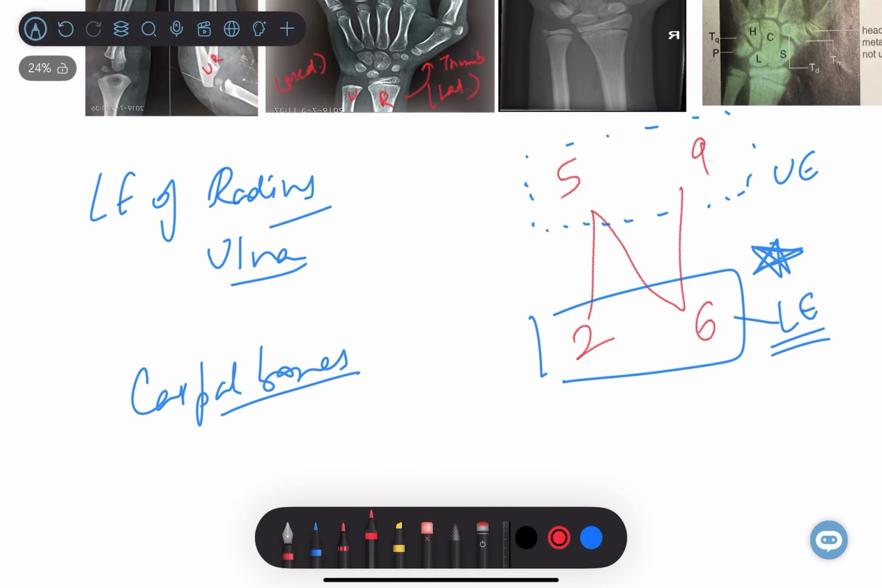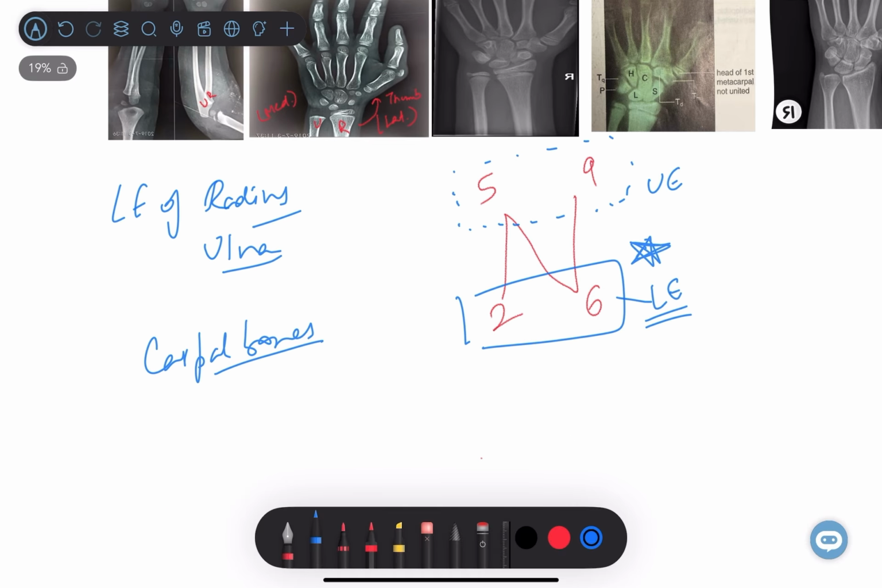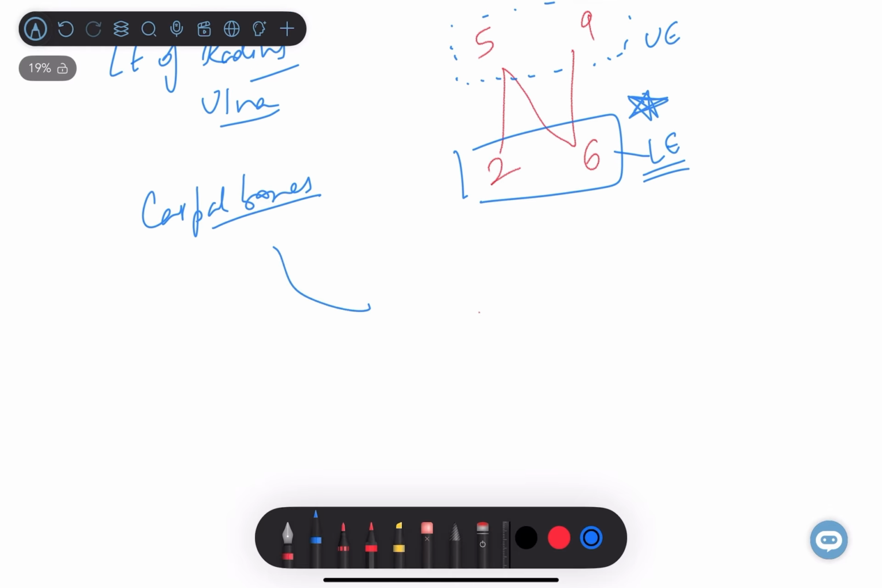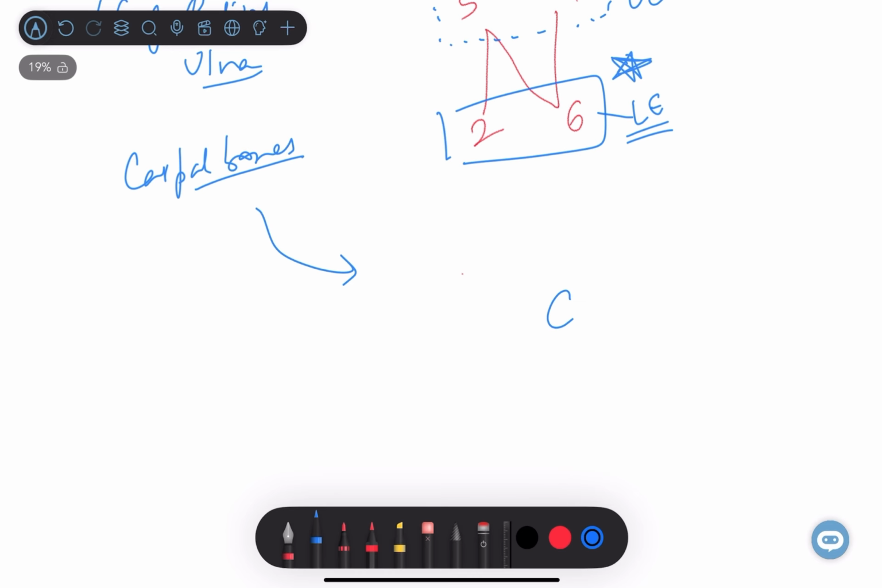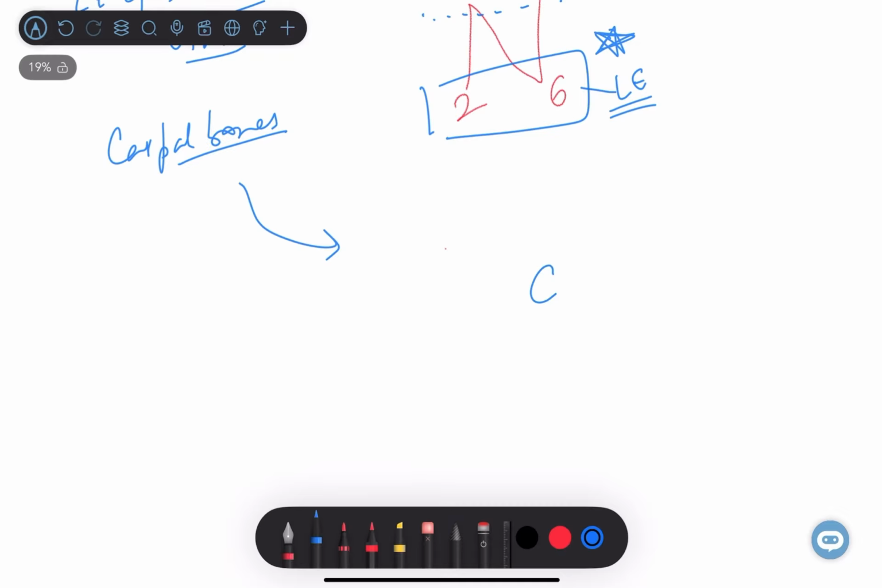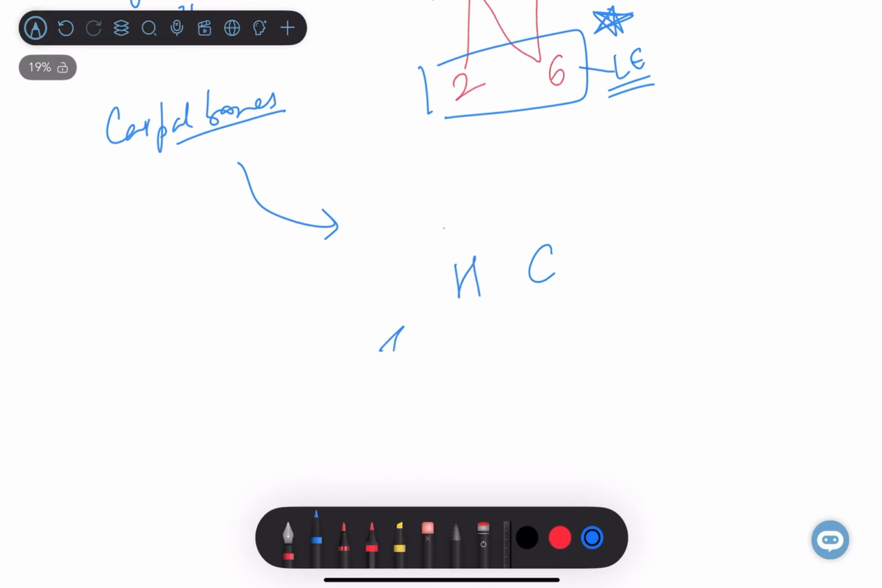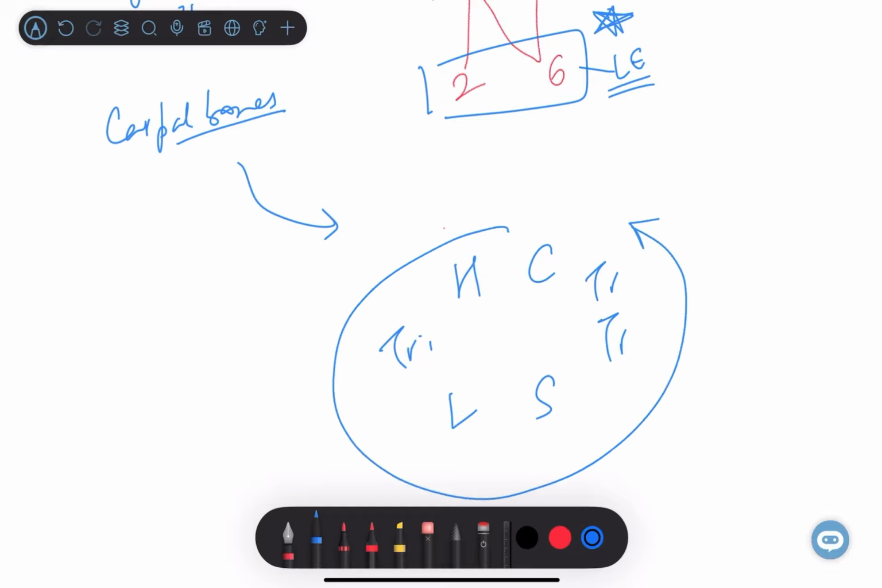Now we need to study the ages of appearance of ossification centers of carpal bones. For carpal bones, there is another trick. As we know, they are 8 in number. You can start by drawing them: capitate, hamate, triquetral, lunate, scaphoid, trapezium, and trapezoid. So they erupt in this anti-clockwise manner.